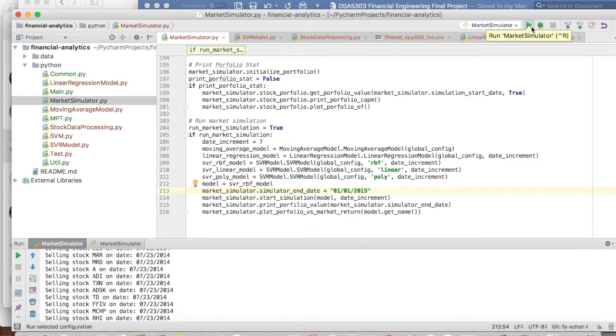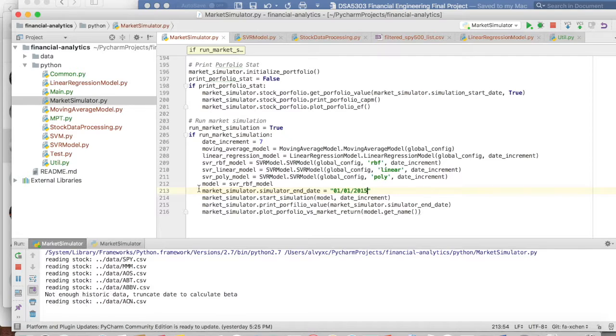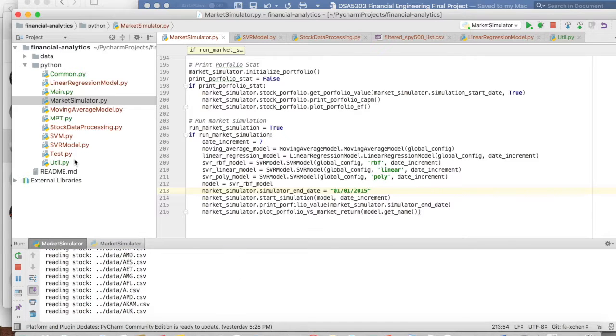So I will start the simulation now. All right. While the simulation is running, I want to talk about the structure of my project. Here you see the utility.py file, and it contains mainly the data processing functions.